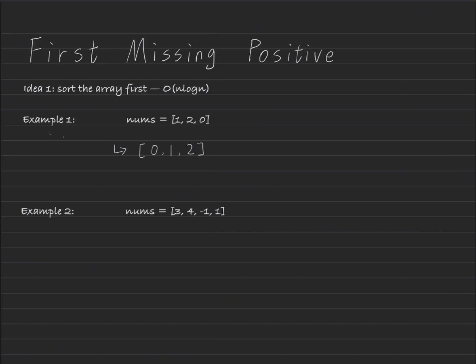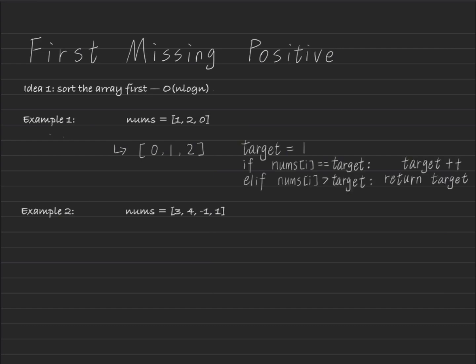We can now traverse through the array, skipping through the non-positive numbers and incrementing our target whenever the number is already seen in the array. So for example, we'll increment the target when we see the 1 and increment it again when we see 2, and in the end return 3.